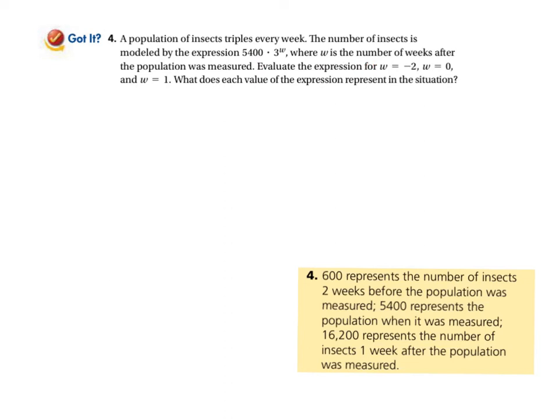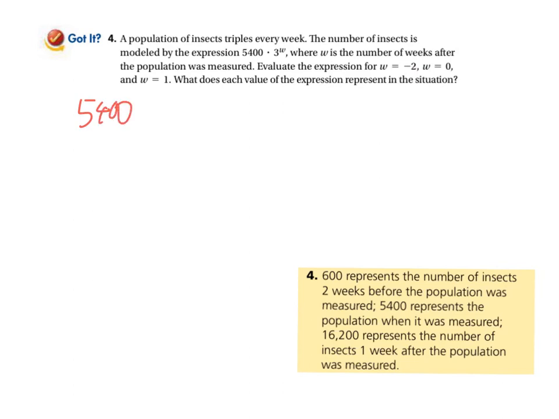So evaluate the expression for negative 2, 0, and 1. What does each value represent? So I'm going to talk about that first, what each value represents. The 0 in here represents my starting point, 0 weeks. Negative 2 represents going back in time to what the population was 2 weeks ago. 1 represents the population 1 week from now.